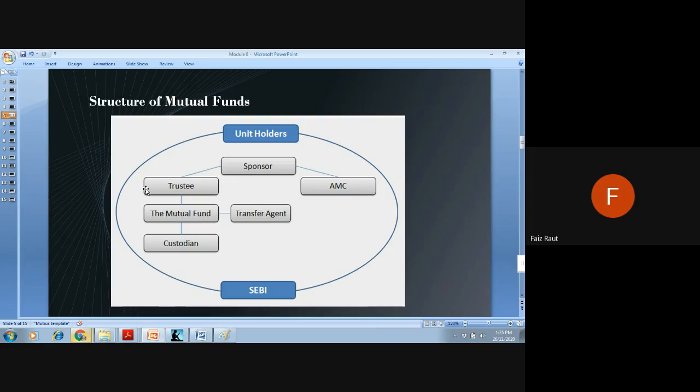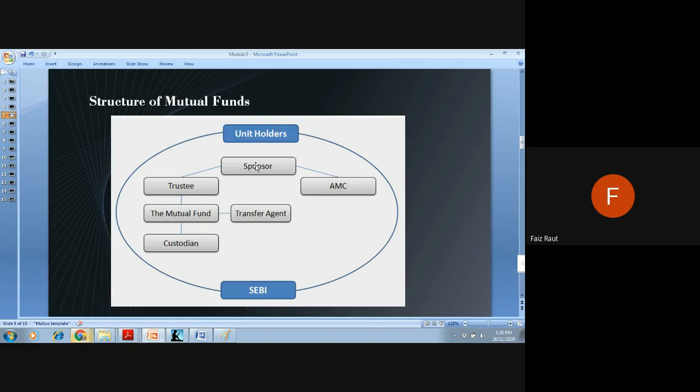Okay, but AMC and trustee are two different entities. They cannot be mixed up. Like ICICI Lombard mutual fund or Reliance mutual fund, if you search them, they will be called the AMCs, asset management companies. But they were sponsors some time back. They have started their mutual fund.